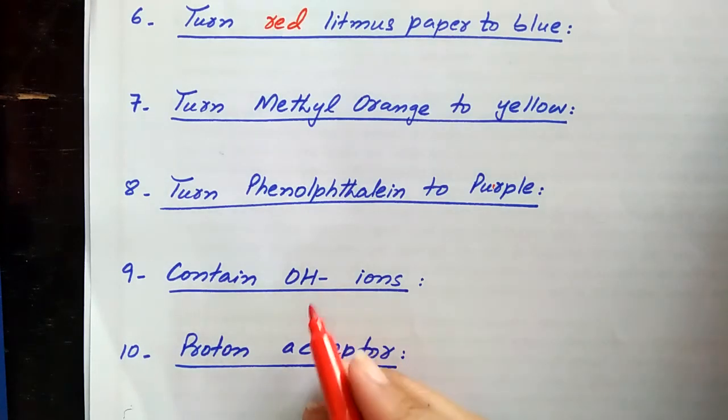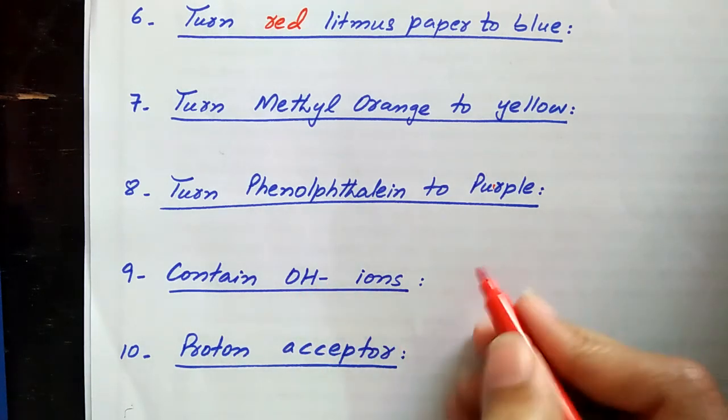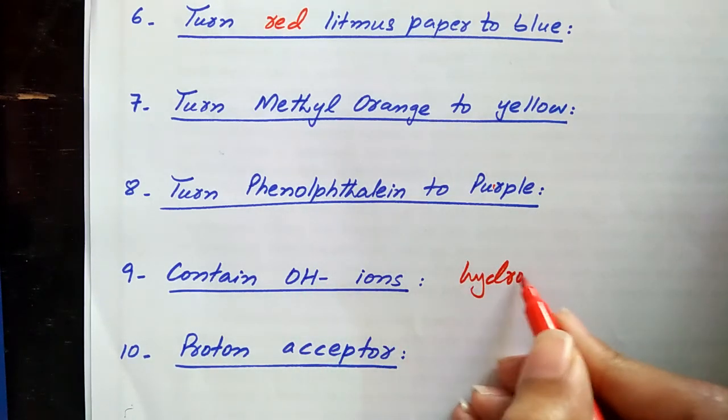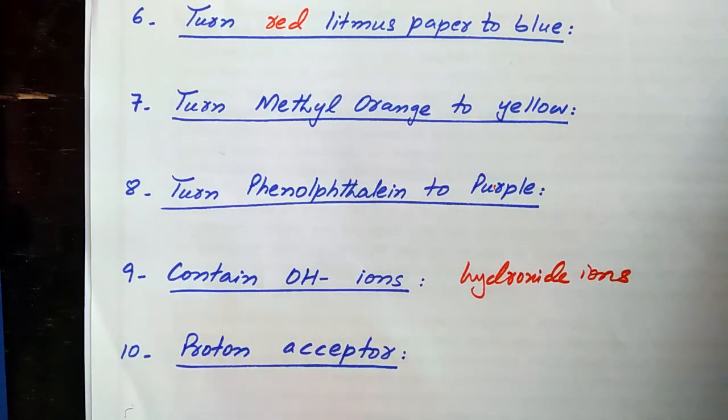Bases contain hydroxide ions, OH-. They contain hydroxide ions. They are proton acceptors in nature.